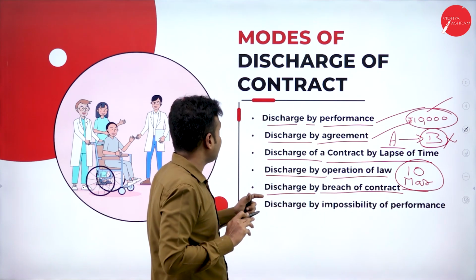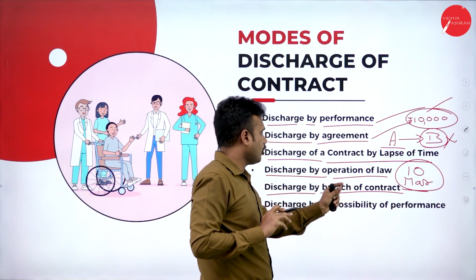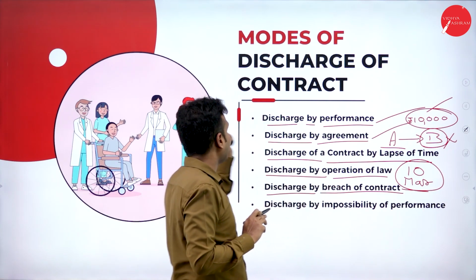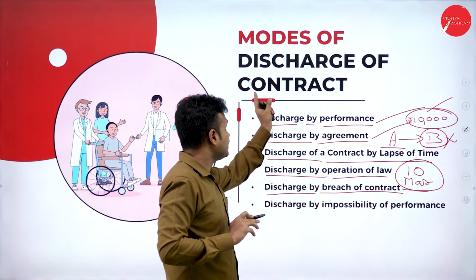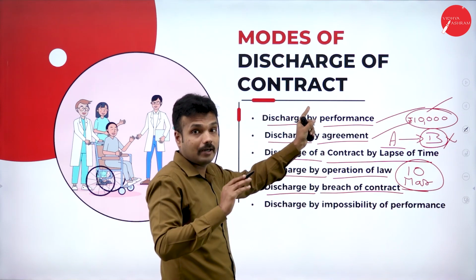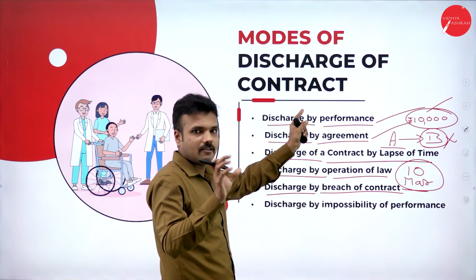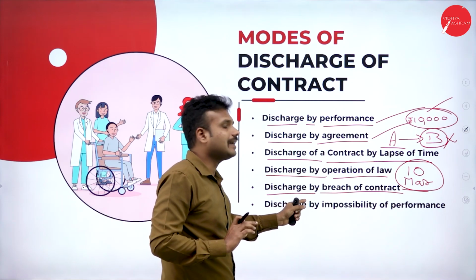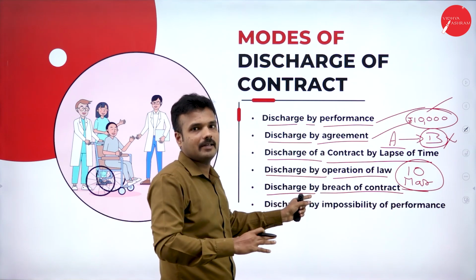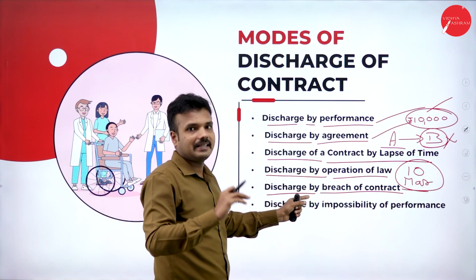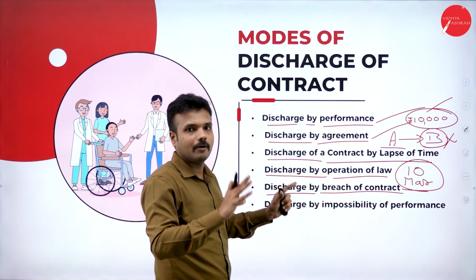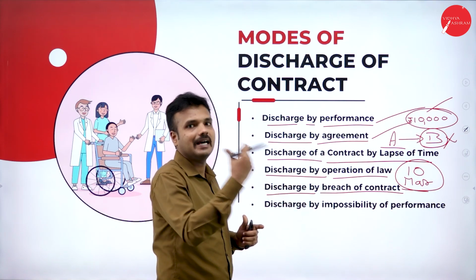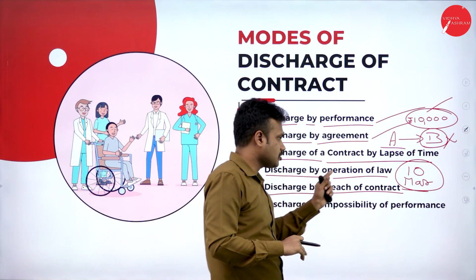The difference between breach of contract and discharge of contract is this: discharge of contract happens only after the performance of the specified task. Breach of contract happens before the performance of the task, when they fail or refuse to perform the specified task that had been agreed. That we call a breach of contract.